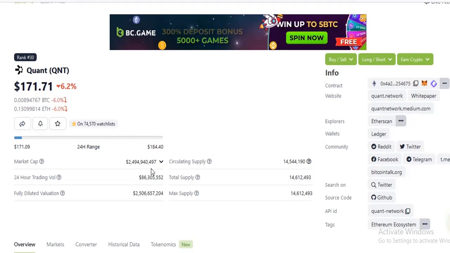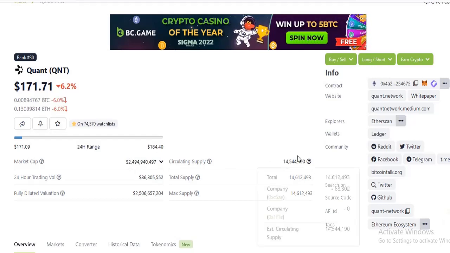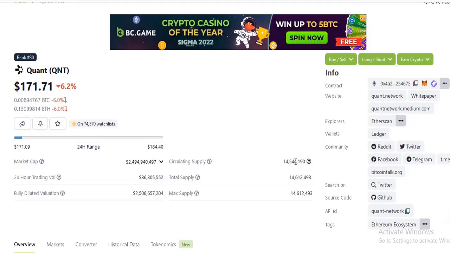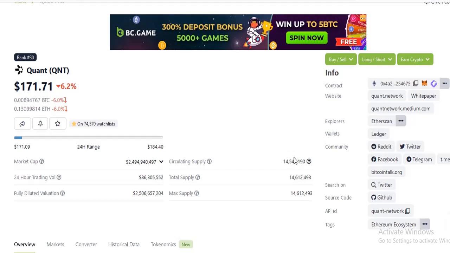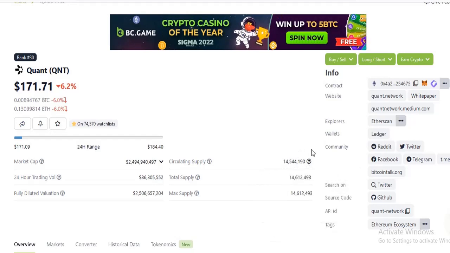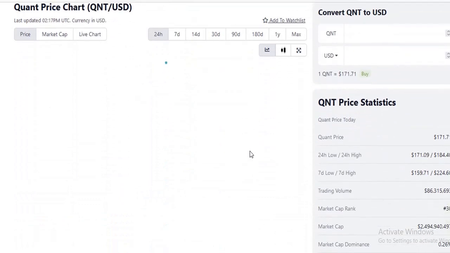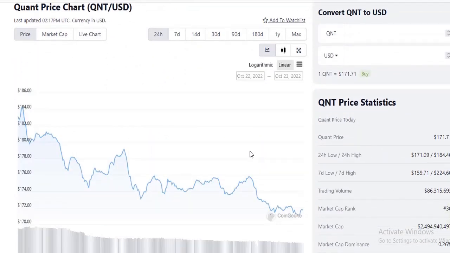2.4 billion actually, very, very small compared to the circulating supply. The circulating supply is just about 14 million, which is even lower than Bitcoin. Bitcoin has a circulating supply of about 21 million, but Quant has an even lower supply and has even more use case than Bitcoin.